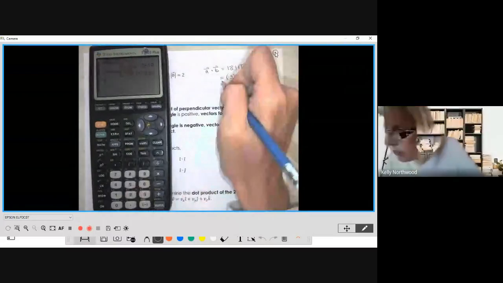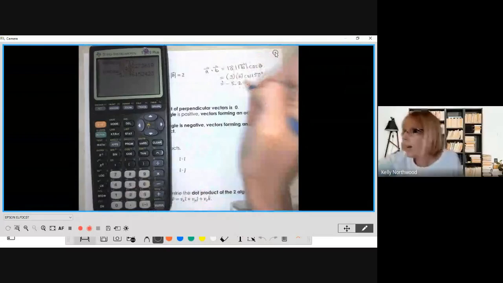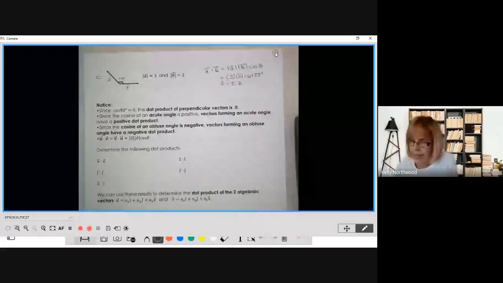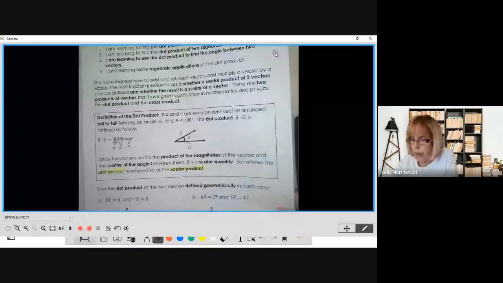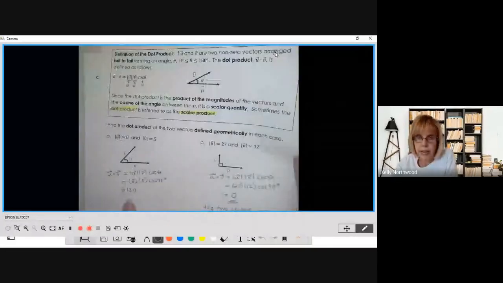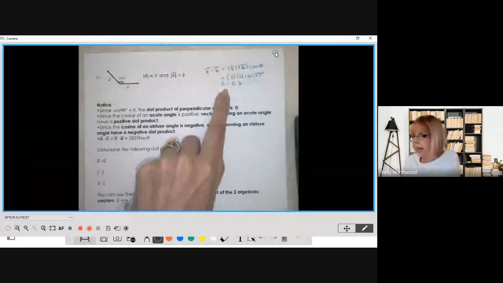Which gives us approximately -5.2. Okay, so again, notice that when we had an acute angle between our vectors, our dot product was positive. When we had an obtuse angle between our two vectors, our dot product was negative. And when the angle between our vectors was 90, our dot product was 0.